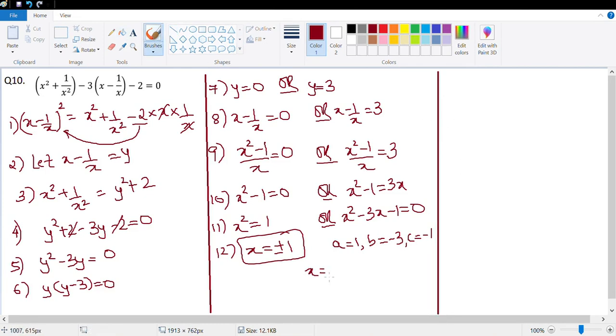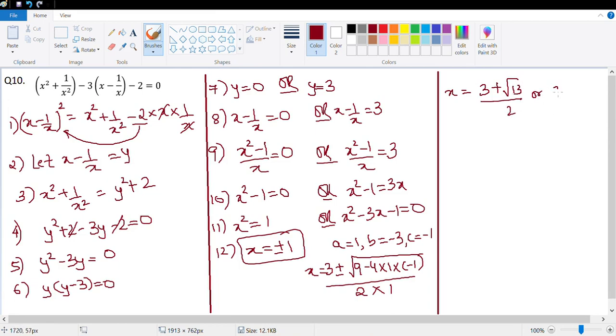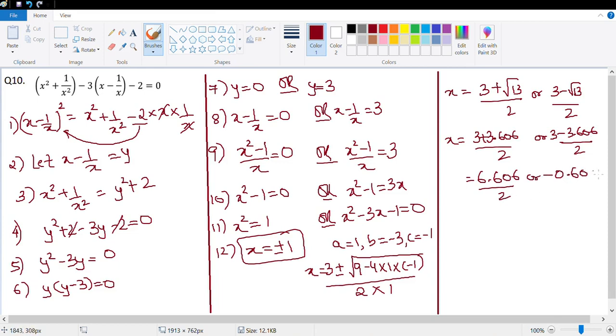So let's use the formula and find the value of x. So x will be equal to negative b, in this case 3, plus minus the square root of b square, that's 9, minus 4 into 1 into negative 1, upon 2 into a, which is 1. So x will be equal to 3 plus, that's 9 plus 4, that's root 13 upon 2, or 3 minus root 13 upon 2. Let me again look at the square root table and figure out the value of root 13, that's 3.606. So this is 3 plus 3.606 upon 2, or 3 minus 3.606 upon 2. So this is 6.606 upon 2, or negative 0.606 upon 2.